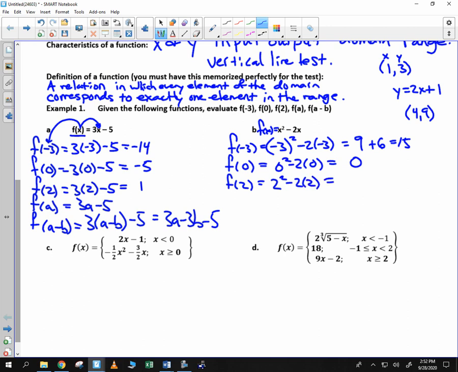or 0. Now some people say, well, then it's not a function, because look, you got the same thing twice. No, that means that if you plug in 0, you get 0, and if you plug in 2, you get 0. You see, the definition is a relation in which every element in the domain corresponds to exactly one element in the range. They can correspond to the same range element. 0 goes to 0, and 2 goes to 0.